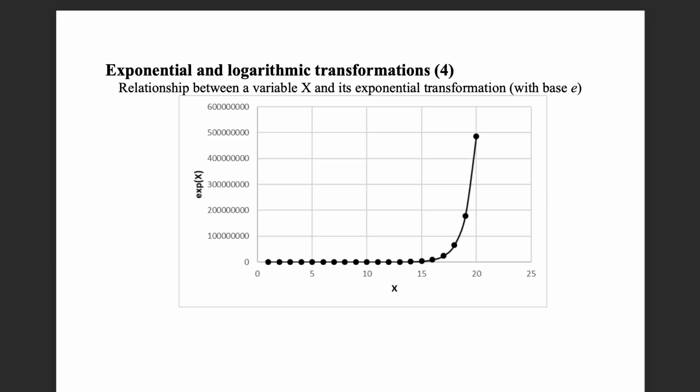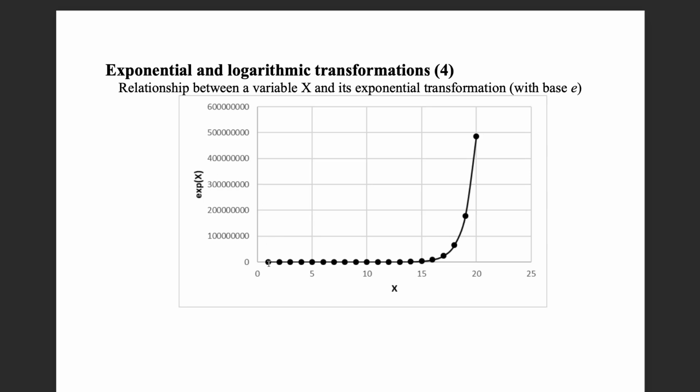Let's look at the relationship between a variable and the exponential transformation of that same variable. So here I used an Excel sheet and I just plugged in different values for some variable x, in steps of 1 going from 1 to 20. Then I created a new variable where I took the exponential transformation with base number e, Euler's number, of that original x variable. So that's the exponentiated version of x. And then I plotted the values of x on the x-axis and the corresponding value of the exponentiated version of x on the y-axis.